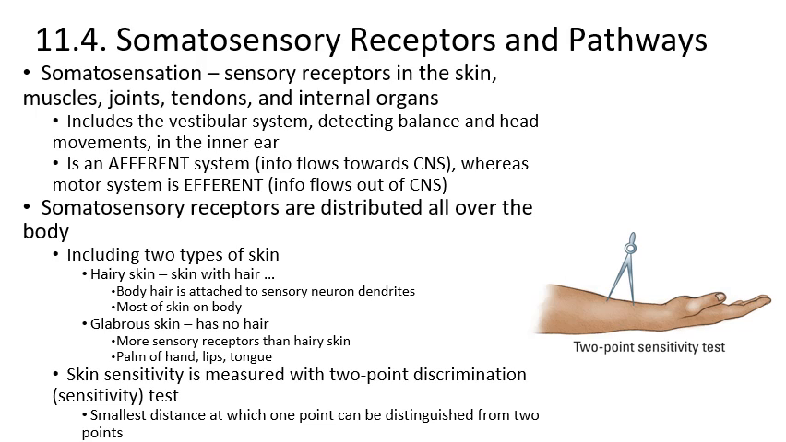Somatosensory system, as we talked about briefly at the beginning of this chapter, is an afferent system. Info flows inward toward the central nervous system, whereas the motor system is efferent. Information flows out of the central nervous system toward the body.